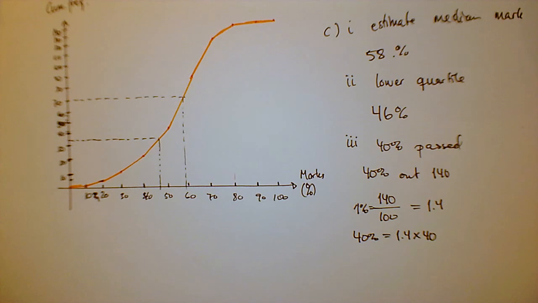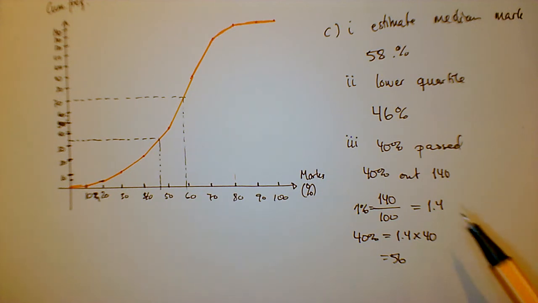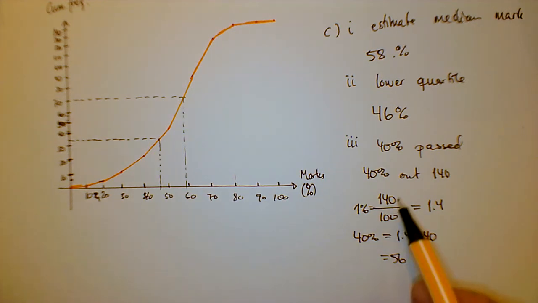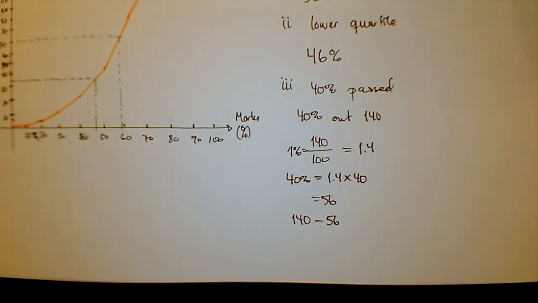So if 40% passed, that means that there's 60% who didn't pass. So this is the top 56. If we take away those top 56, how many didn't pass? We can do that by doing 140 minus 56, and we get 84. So we then want to figure out what is the pass mark for candidate number 84.